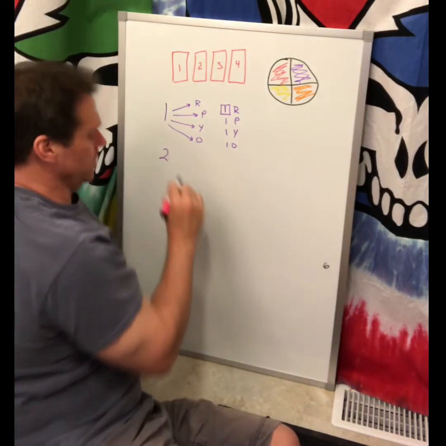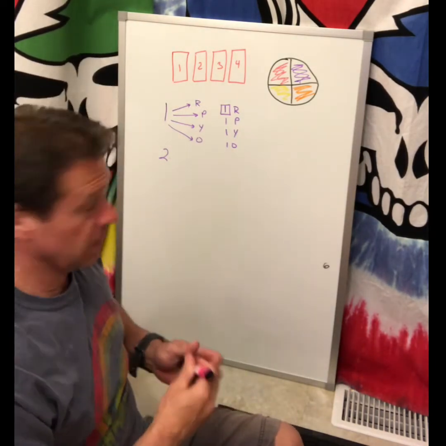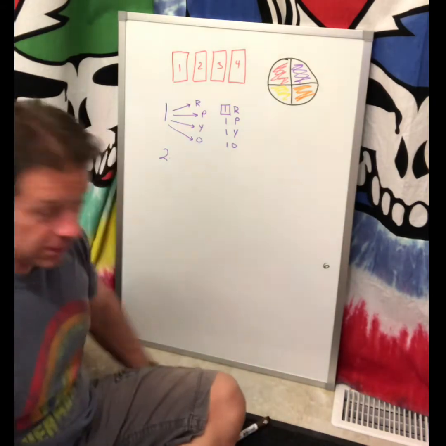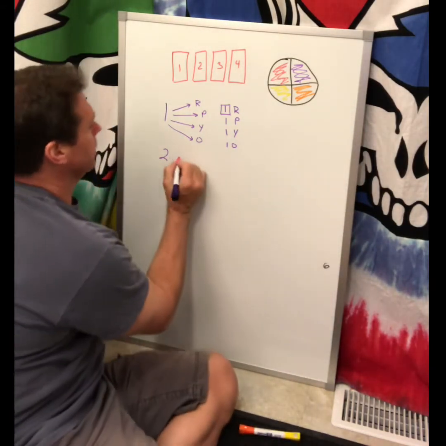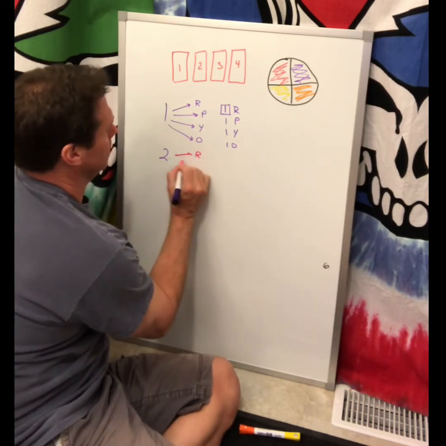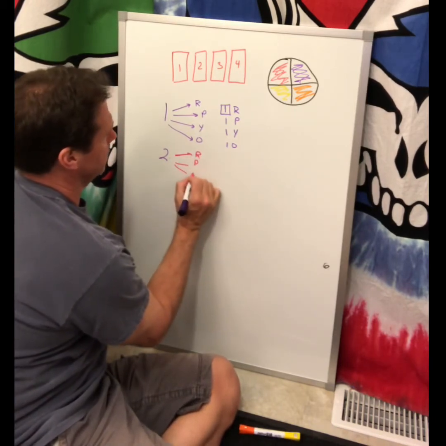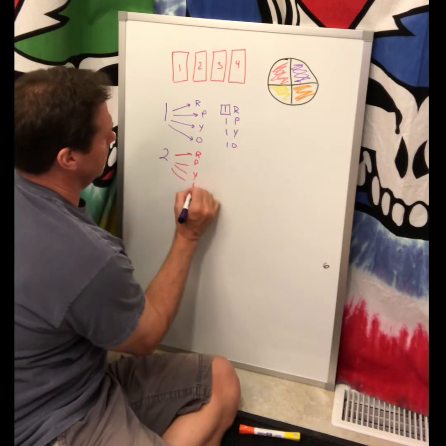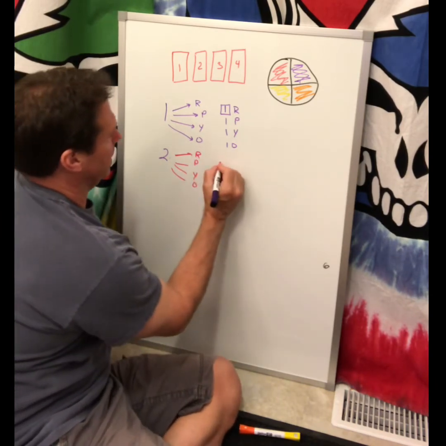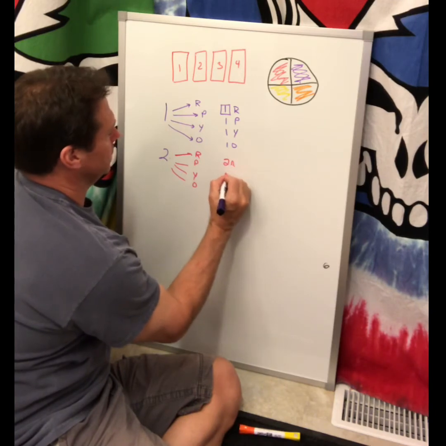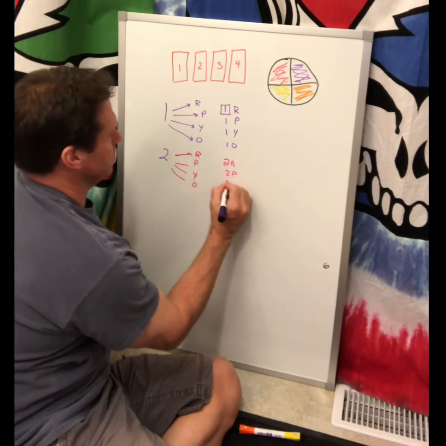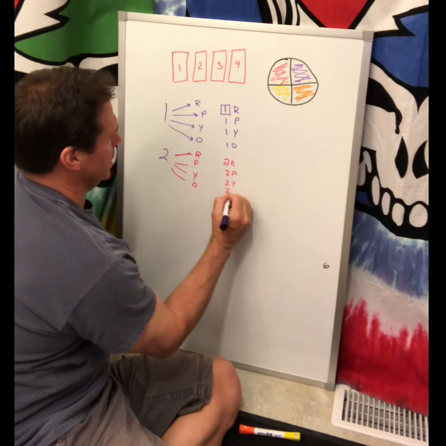Next chance would be with a 2, and I'm just picking colors because I bought all these new ones, so I just want to use them. Alright, so same thing, R, P, Y, yellow, and an orange. And my possibilities are 2 red, 2 purple, 2 yellow, and 2 orange.